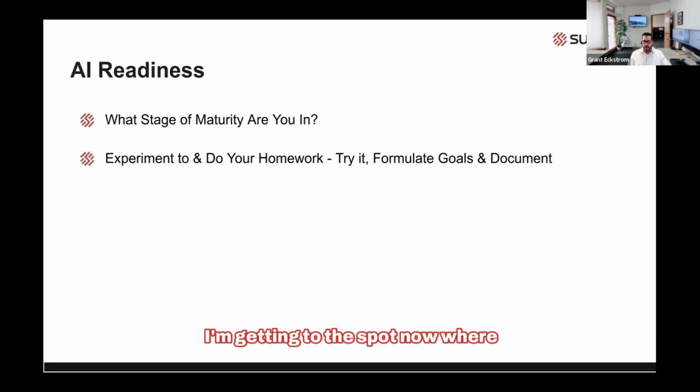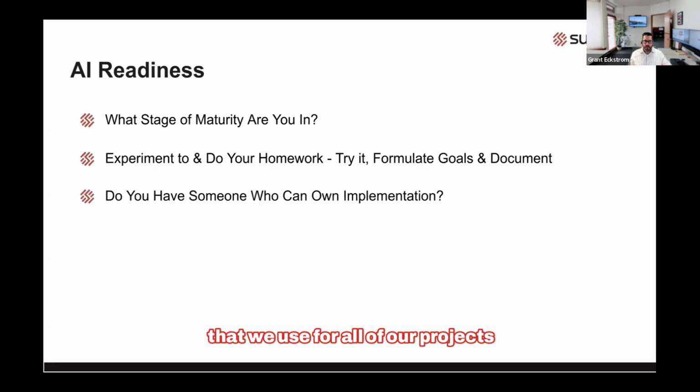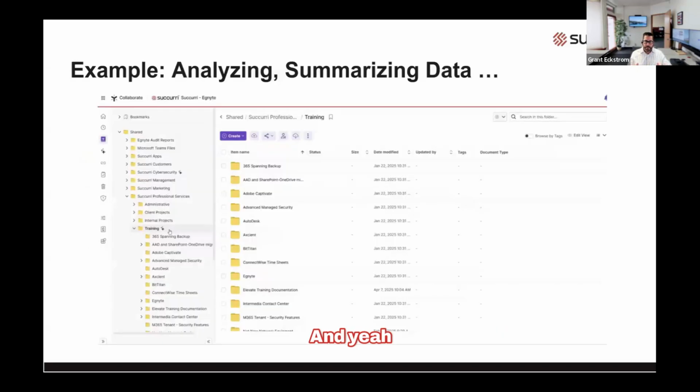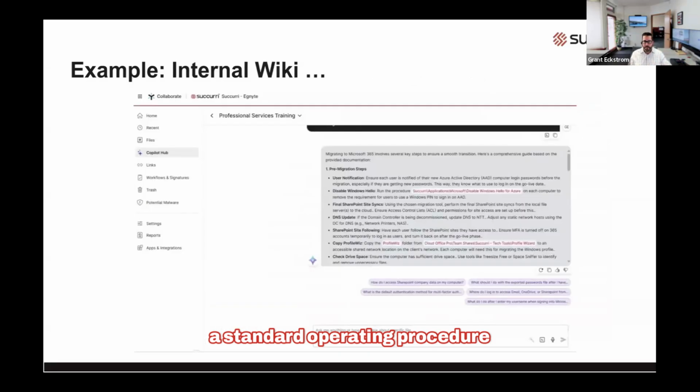I'm getting to the spot now where, on the next slide, I actually took the processes that we use for all of our projects. When we do implementation projects, we have all the processes documented. I applied AI to this data folder, which, keep in mind, is just Word documents, PDF documents, and Excel documents. I said, go forth and learn, and I turned it into basically a standard operating procedure wiki.